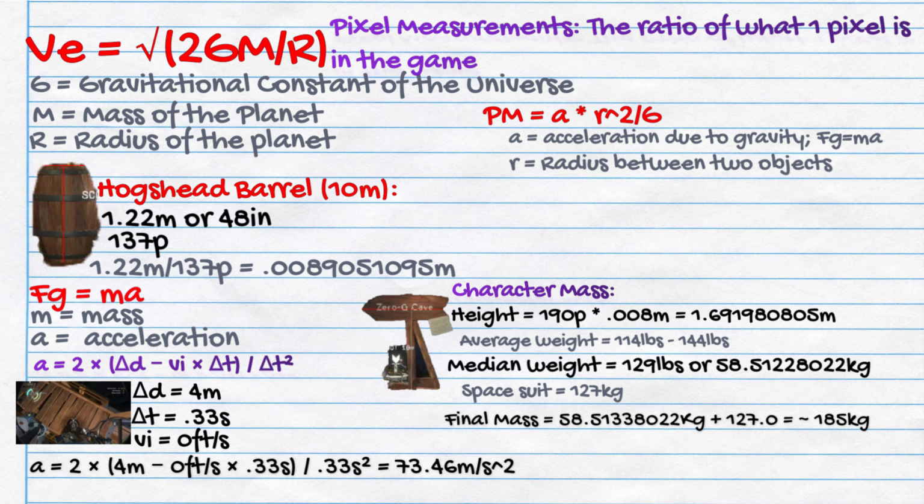So we have our mass and our acceleration, and so we plug them into our original equation of Fg to get an acceleration due to gravity of 13,627.5646 meters per second squared.